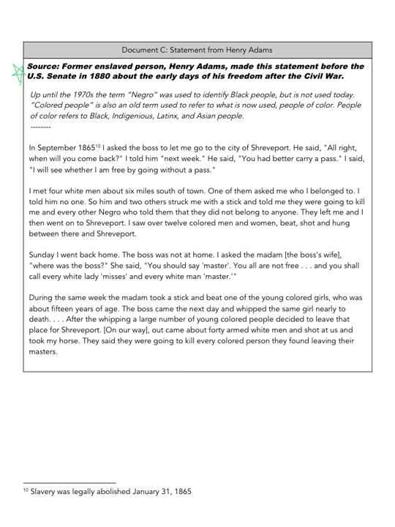This reads, Source, former enslaved person Henry Adams made his statement before the United States Senate in 1880 about the early days of his freedom after the Civil War. There's also a bit of text here to give context for the document again. I see again that there's a footnote here, and there are 4 sections but no subheadings like in Document B.